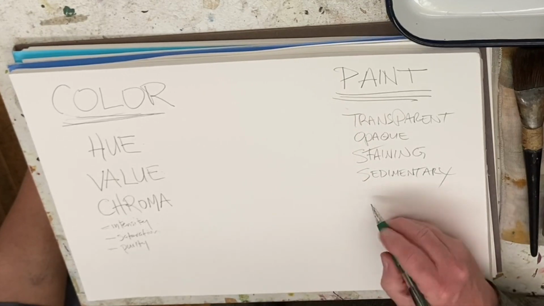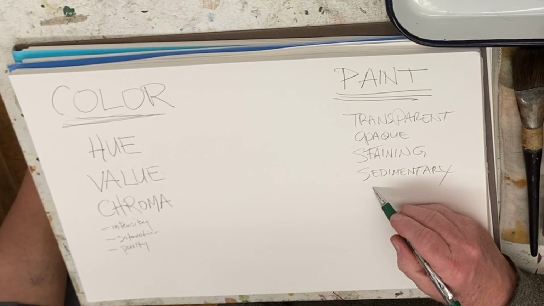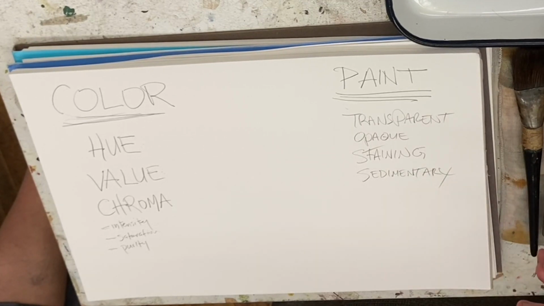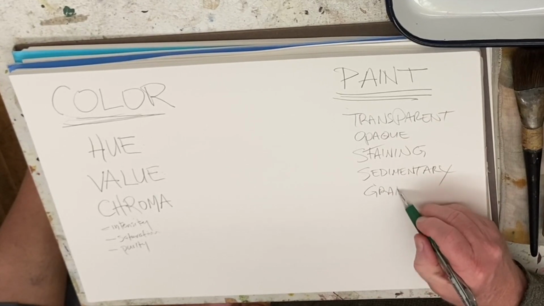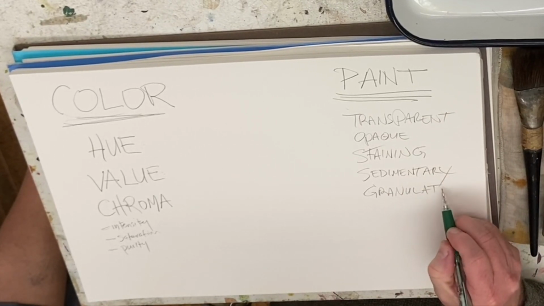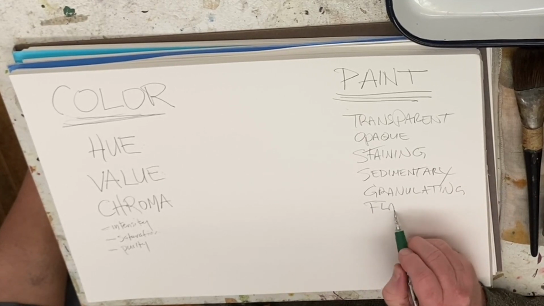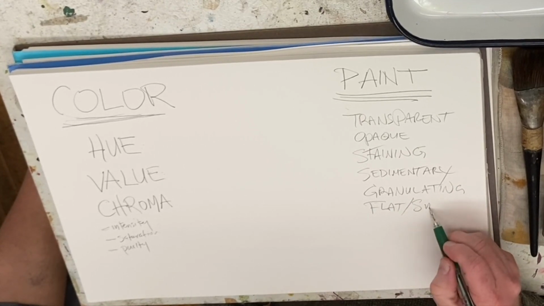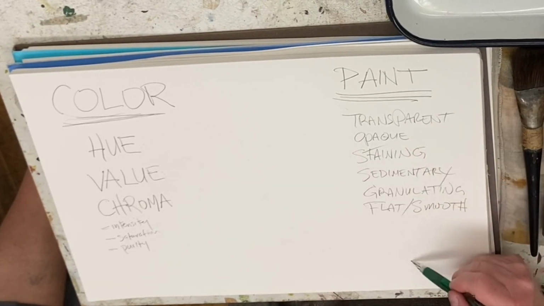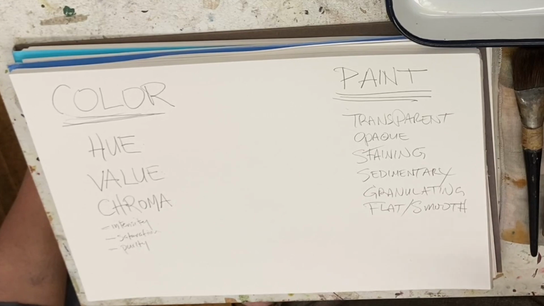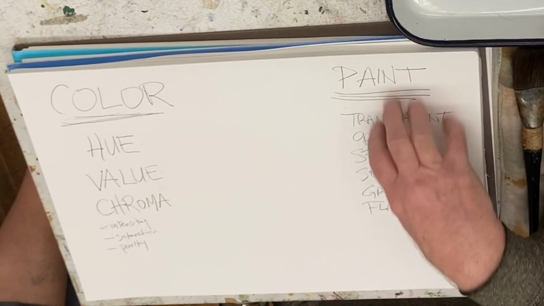Then there's other things that happen. Some of them get crystalline, or they call it granulating. Thank you, my brain just was drawing a blank. Granulating. Or it might be flat or smooth. Now, there's a couple more. Okay? This is all you got here. You got 5 or 6 of these.